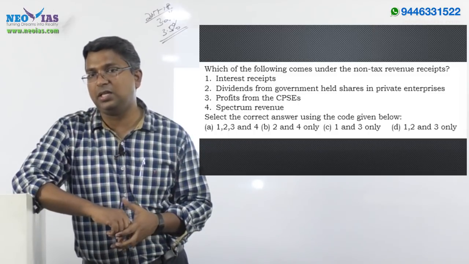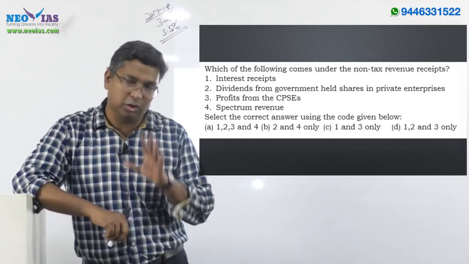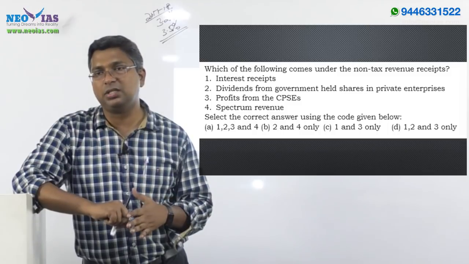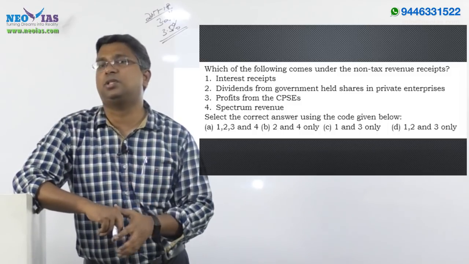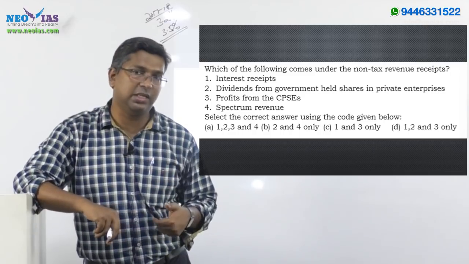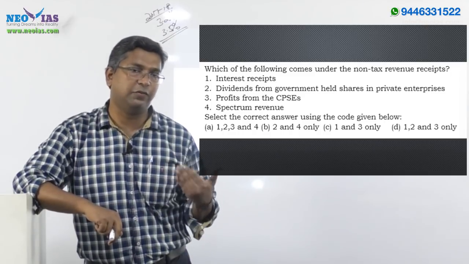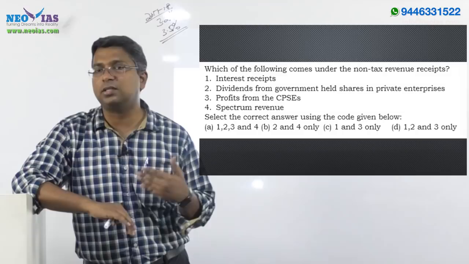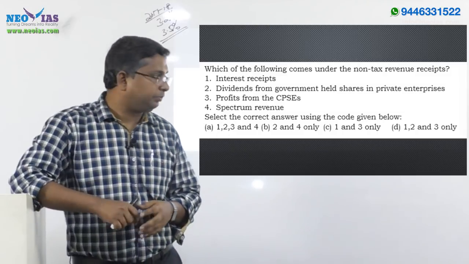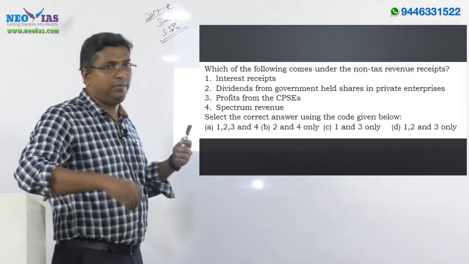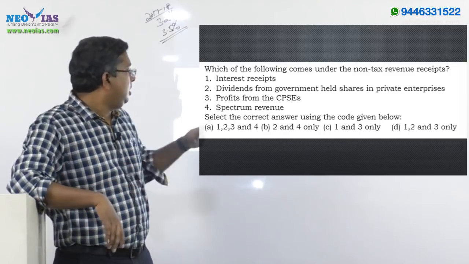happened in 2017-18. There are many reasons, but one of the reasons for fiscal slippage is we had lower non-tax revenue receipts. So there is a possibility that UPSC can ask a question, which of the following are the components of non-tax revenue receipts. So that's why we asked this question. Okay, so this is a question mainly from the budget.